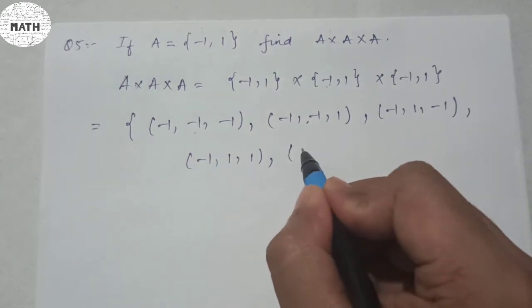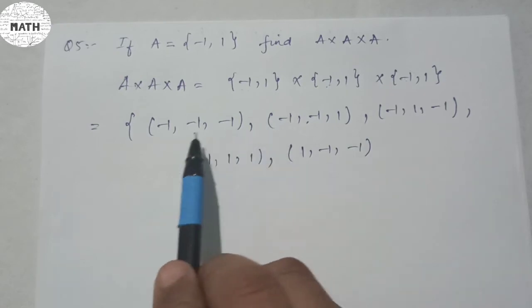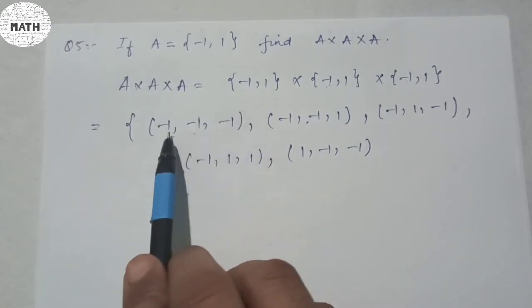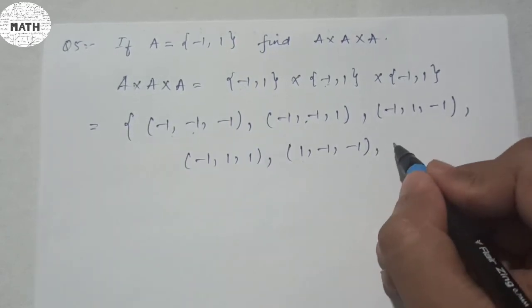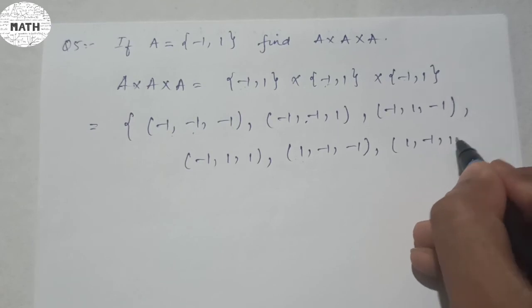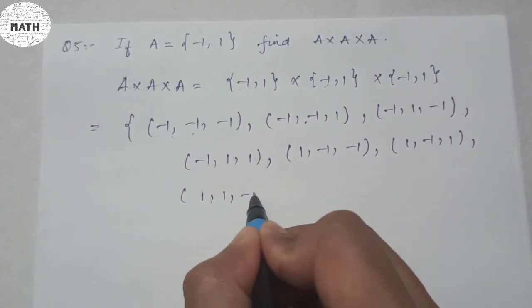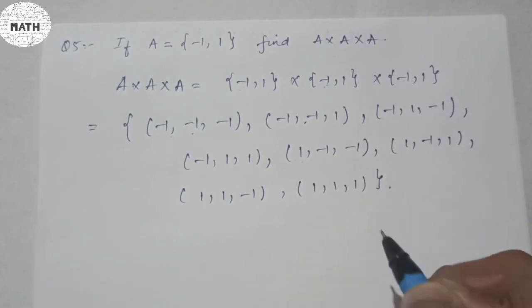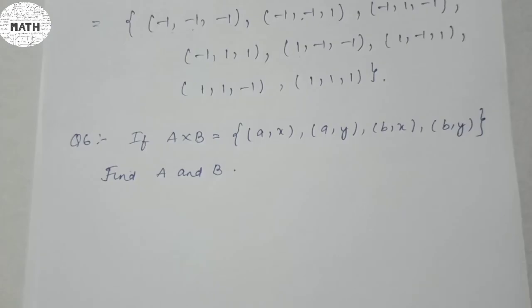So the first one will be 1, minus 1, minus 1. See, nothing changed. The only difference between this and this is that over here I have taken the first element, which is minus 1. Over here I'm taking the second element. Similarly, go with that. So that will be 1, minus 1, 1. Next, it will be 1, 1, minus 1. And lastly, it will be 1, 1, 1. That's your answer.